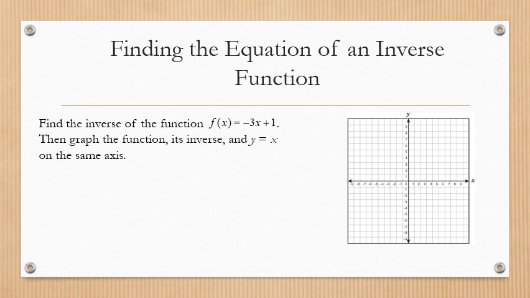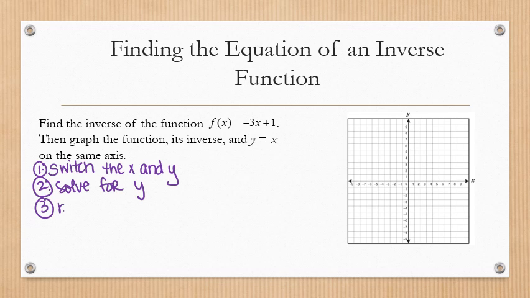Finding the equation of an inverse function. Find the inverse of the function f of x equals -3x plus 1. Then graph the function, its inverse, and y equals x on the same axes. Steps that I always recommend students do is to remember with inverse functions, what we're essentially doing is reversing the directions. So when we go to solve for inverse functions and to find the new equation, I recommend switching the x and y values and then solve for y. And then you want to rewrite your new function using inverse notation.